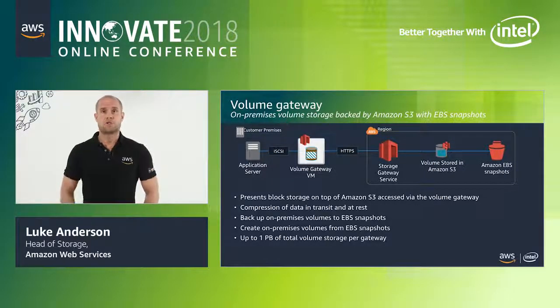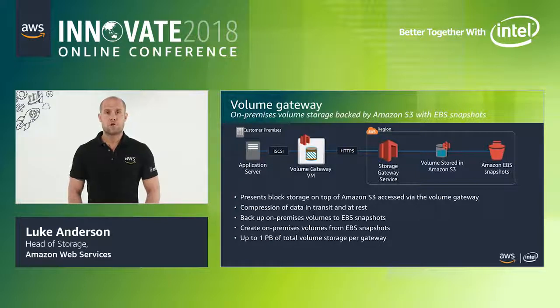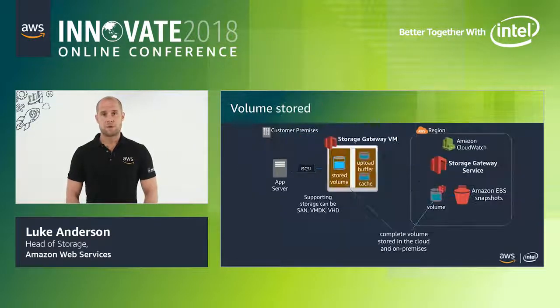The second mode is stored volume mode, where we keep a copy of all the data on the LUN inside of the virtual machine. With the stored volume mode, all of the data is going to be stored in that virtual machine. That means all of your writes and reads are going to happen to and from cache inside of the Storage Gateway virtual machine.